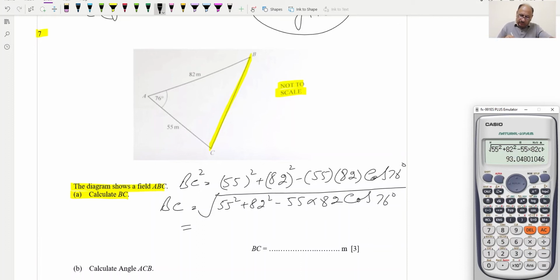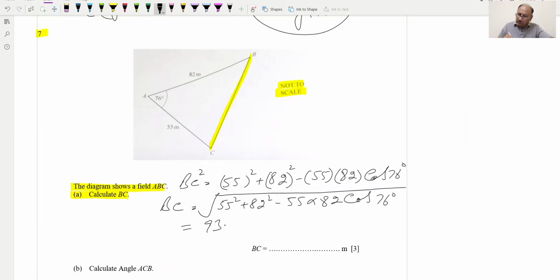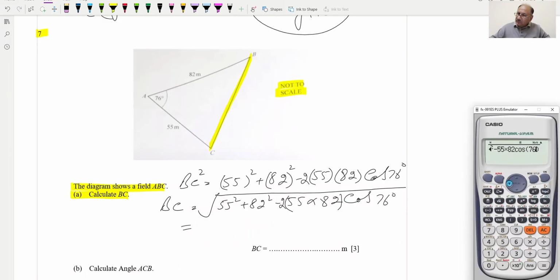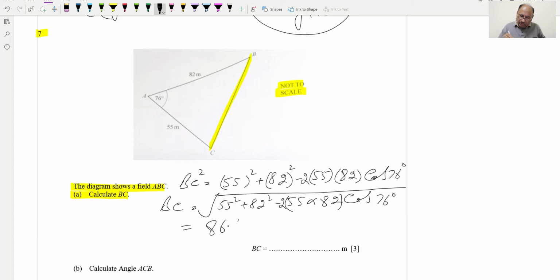I will write here 93.048. We missed basically two formula here, so we will add 2 here and we can add 2 here also, and this calculation will change. And if we write here 2 into this one, we'll get 86.98, and approximately this is 87, so we can write 87 meters, and this is done.